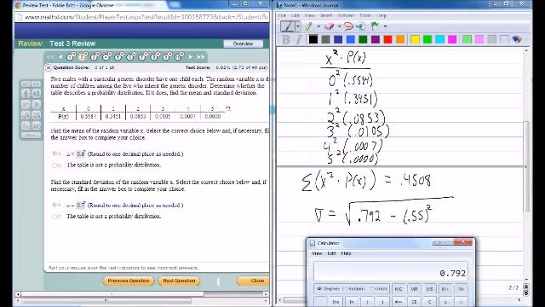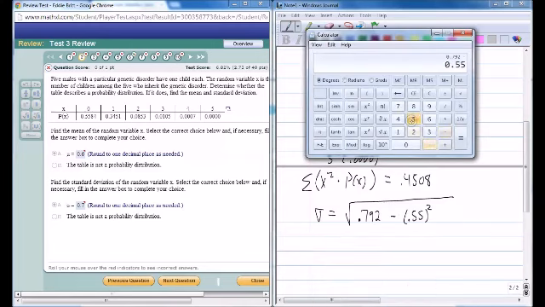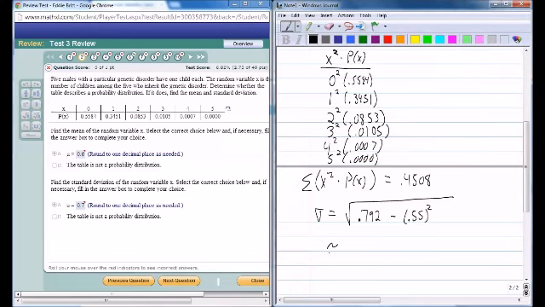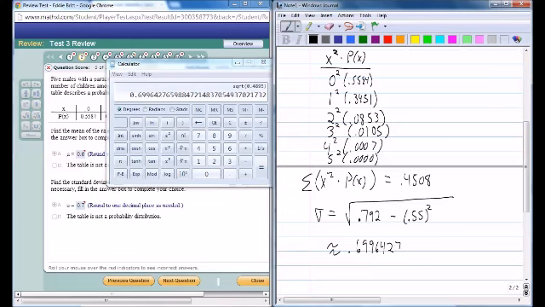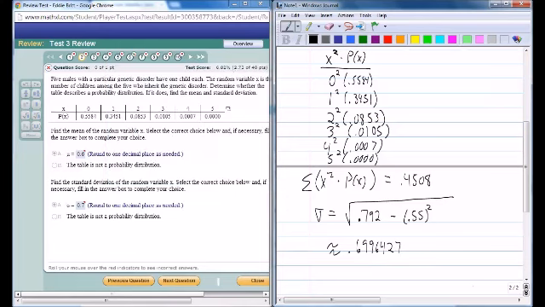Alright, and then we need to subtract 0.55 squared, so minus 0.55 squared equals, and we should have now the square root of 0.4895. Take the square root of that, and you get 0.6996427, so on and so forth. I'm going to approximate that. My problem here says to round to 1 decimal place. So if I round this to one decimal place, that'll be 0.7.